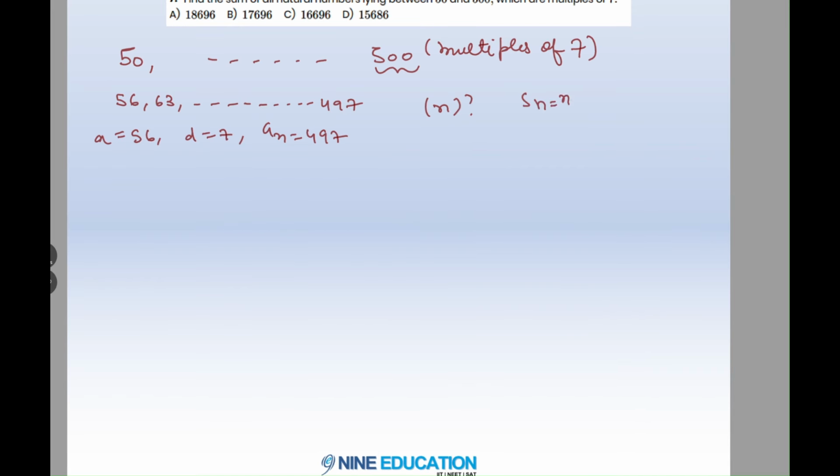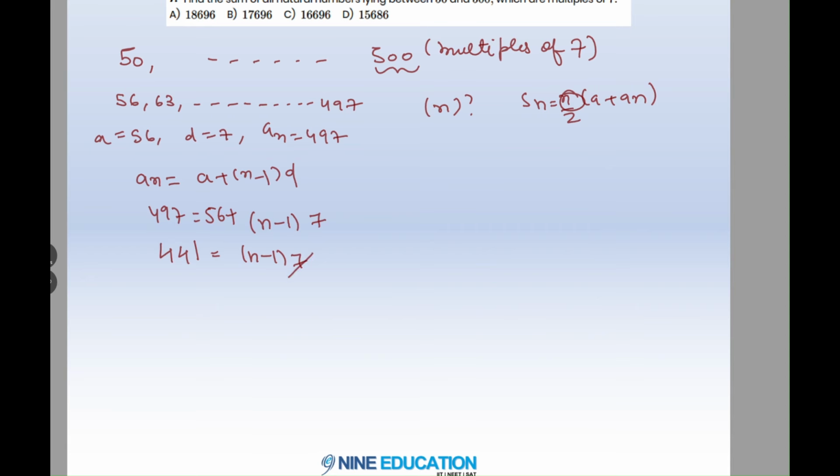Since Sn is equal to n by 2 (A plus An), n is what we require. We can find n by using the formula An is equal to A plus (n minus 1) into D. An is 497, A is 56, plus (n minus 1), D is 7. 56 gets cancelled out. 441 is equal to (n minus 1) into 7. 63 equals n minus 1. n equals 64.